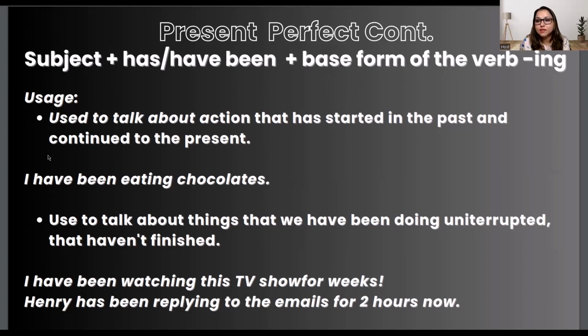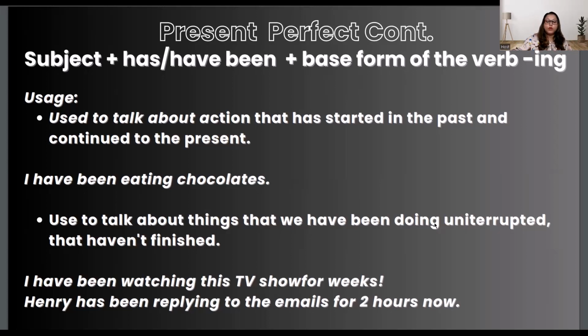I've been eating chocolates. It means I've been eating chocolates, I don't know for how long. So it generally talks about how long. I've been waiting for you for 2 hours. It is used to talk about things that we've been doing uninterruptedly that haven't finished. I've been watching this TV show for weeks. Henry has been replying to the emails for 2 hours now. I've been waiting for you for 2 hours now. I've been sitting in this cafe for an hour now.